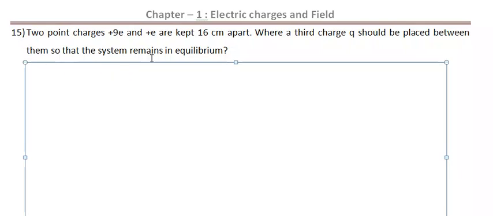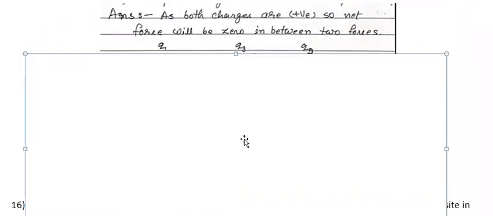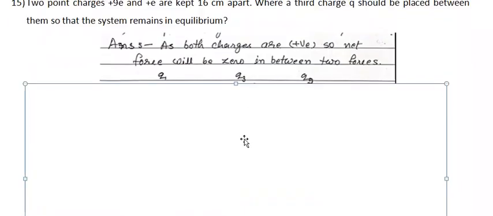We will solve numerical 15 of chapter 1, Electric Charge and Field. Two point charges, plus 9e and plus e, are kept 16 cm apart. Where should a third charge q be placed between them so that the system remains in equilibrium? To solve this, first let us draw a diagram.